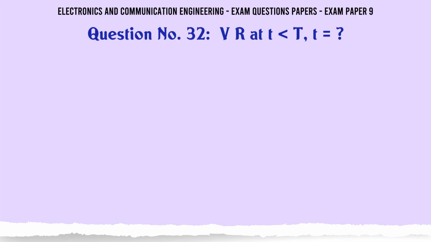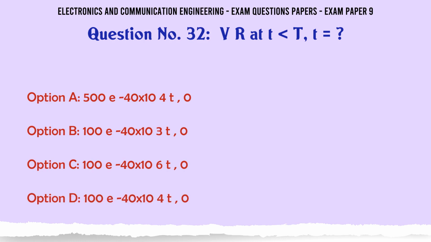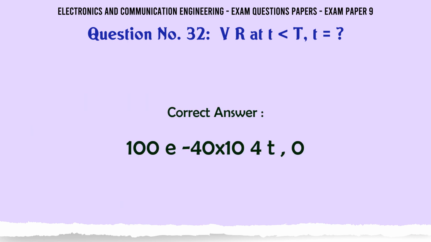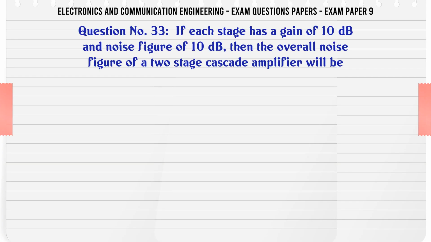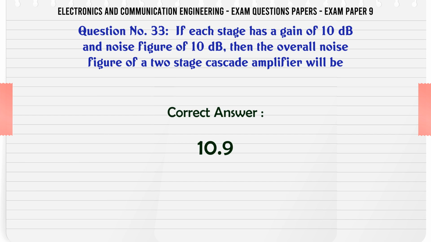Options: A: 500, B: 100, C: 100, D: 100, with expressions involving 40 × 10^n T0. The correct answer is 100, 40 × 10^4 T0. If each stage has a gain of 10 dB and noise figure of 10 dB, then the overall noise figure of a two-stage cascade amplifier will be A: 10, B: 1.09, C: 1.0, D: 10.9. The correct answer is 10.9.